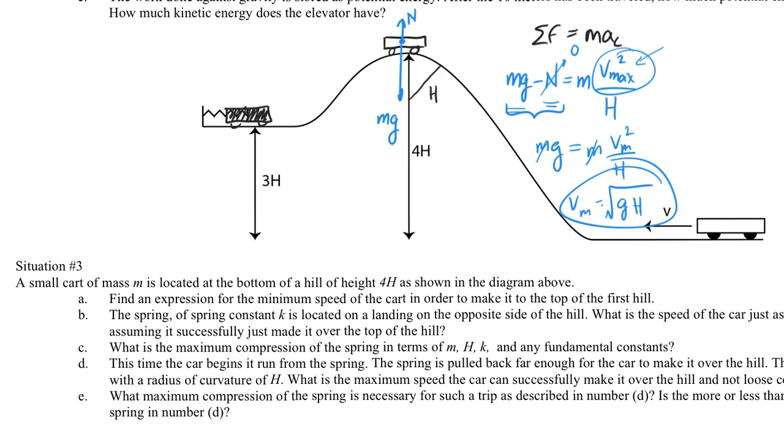Now, I think it's appropriate that I talk about question E, since it's an extension of this. But is there any question about that? Okay. Question E asks, how far back can I pull the car against the spring and launch the car so that it can successfully make it over the top of the loop without jumping?